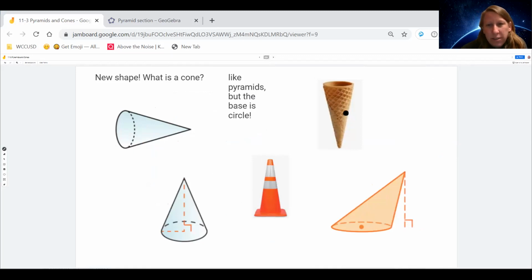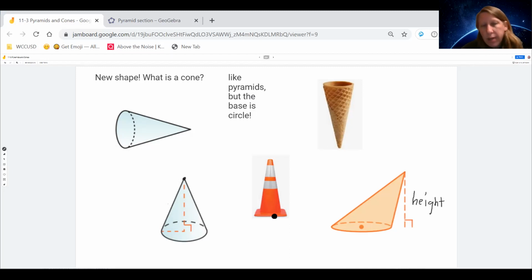These are all cones. This point is still called the apex. What measurements do we have on cones? We have the height. Here's an oblique cone. So cones can be oblique. They also have a base, but the base on all of them is a circle.